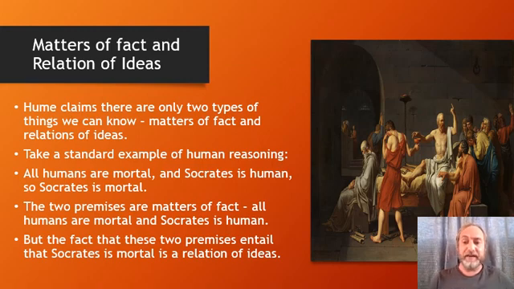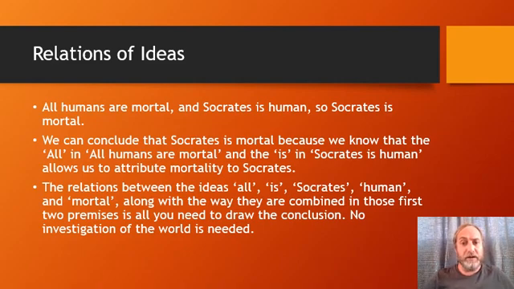So where do the relations of ideas come in? Well, they come in as the relations between those matters of fact. Here's our argument again. How is it that we can conclude that Socrates is mortal? Well, we know something about what "all" means when we say all x's are y's. And we know what "is" means when we say Socrates is human, or that cat is black. The idea is that the relation between all these words, between what we mean by "all" statements, what we mean by "is" statements, and when we attribute them to Socrates or humans, those relations entail that Socrates is mortal.